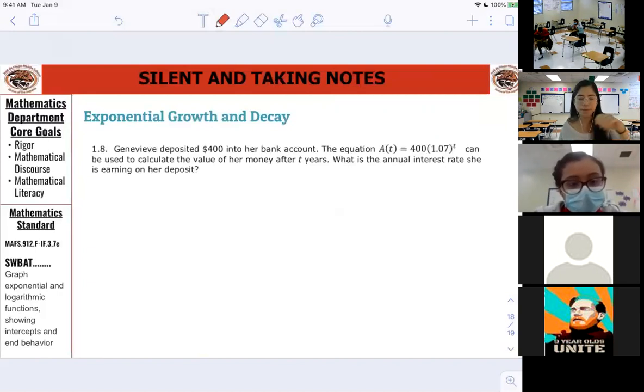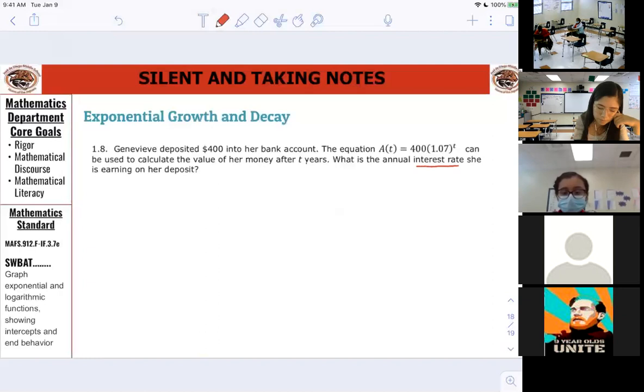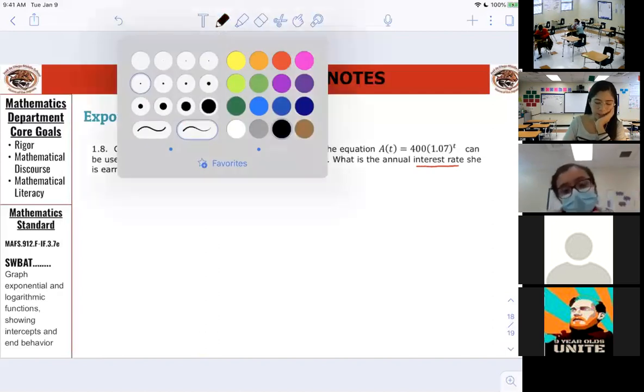Genevieve deposited $400 into her bank account. The equation A of t equals 400 times 1.07 to the power of t can be used to calculate the value of her money after t years. What is the annual interest rate she is earning on her deposit? So there it is again, interest. Remember? All right, so what is the interest rate?